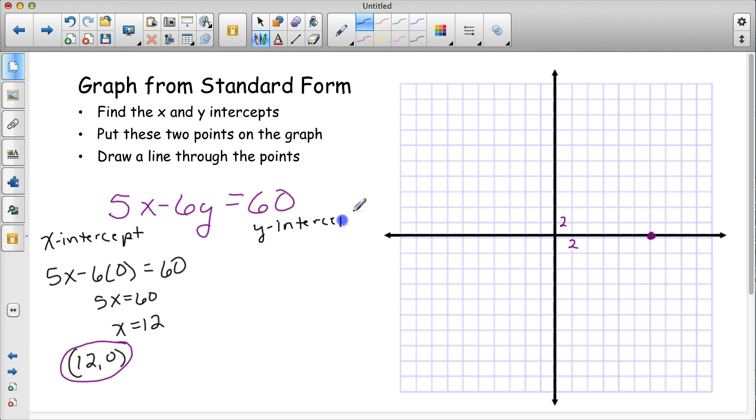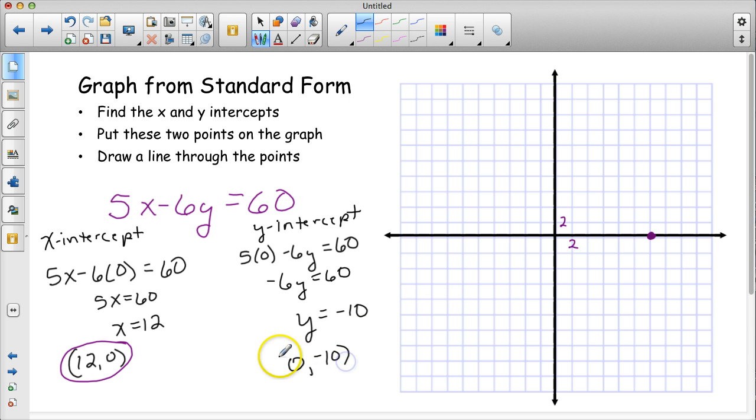To find my y-intercept, I'm going to rewrite the equation substituting 0 in place of x, because any place on this y-axis, x is equal to 0. So I get 5 times 0 minus 6y equals 60. 5 times 0 is 0, so I get negative 6y equals 60. In solving for y, I divide both sides by negative 6. So 60 divided by negative 6 is negative 10. That means I need to graph the point 0, negative 10.